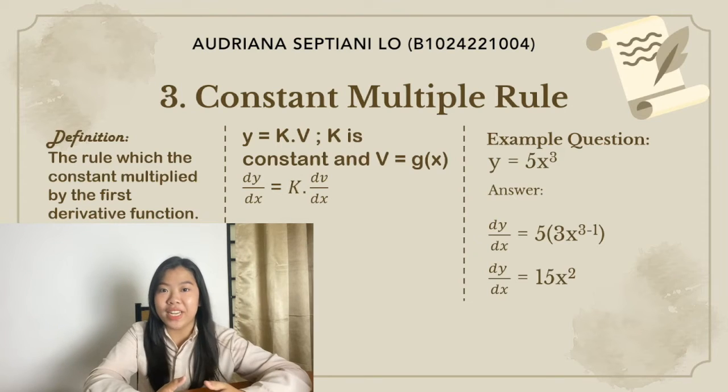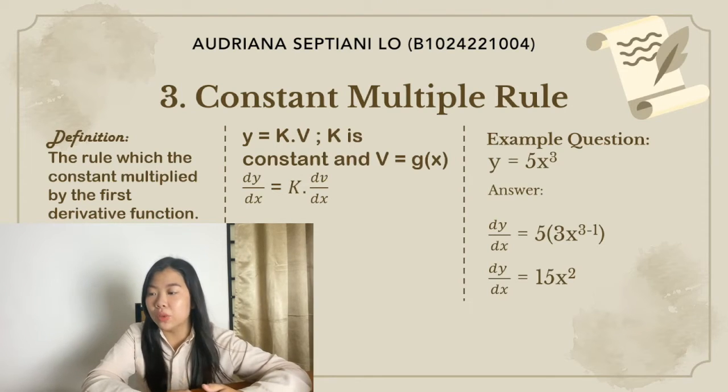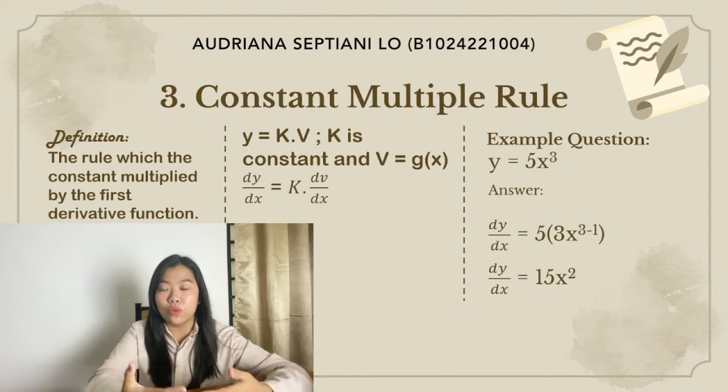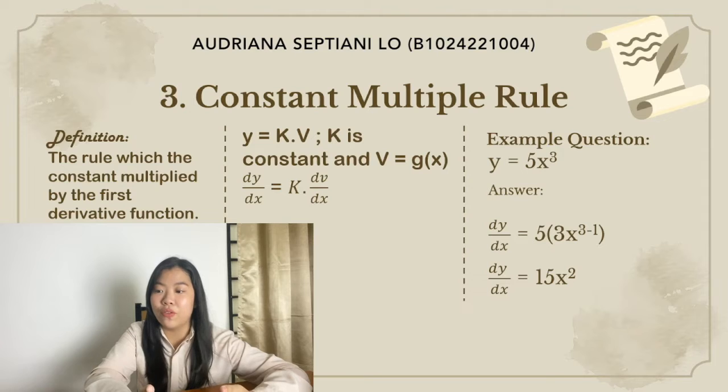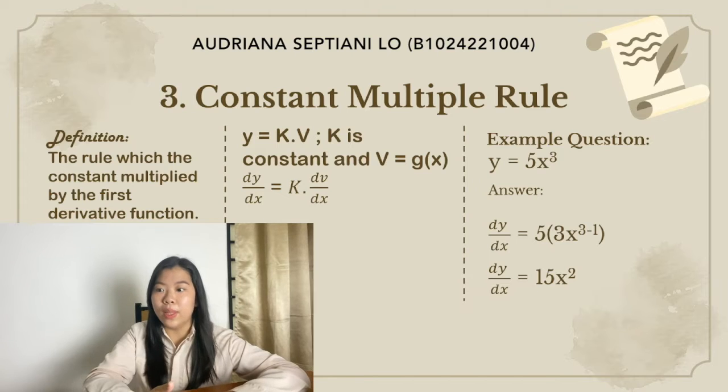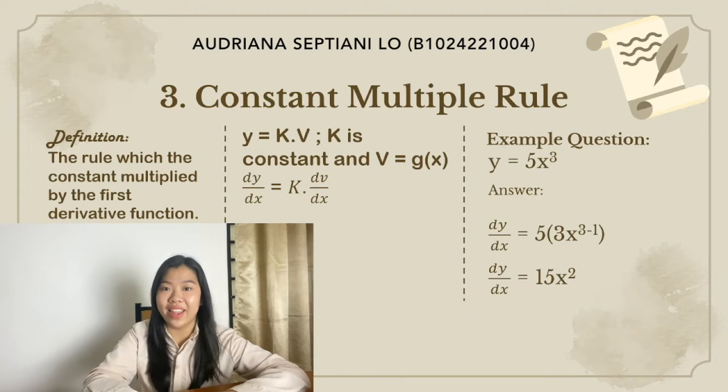The example question is y equals 5x power 3. First of all, we need to find the first derivative of x power 3, which is 3x power 2. Next, we multiply 5 and 3x power 2, and the result is 15x power 2.